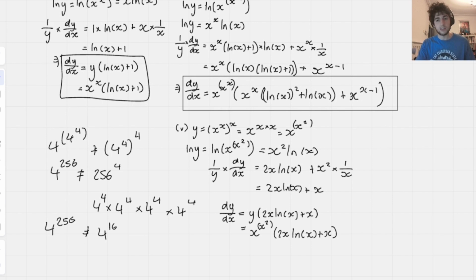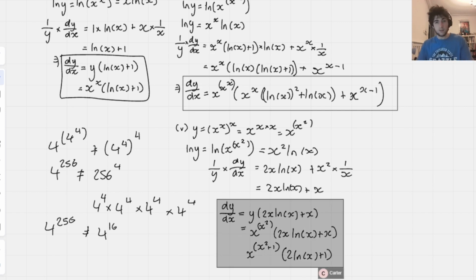Very nice. And I want to add that you can actually simplify this a little bit. You could say this is x to the power of x squared plus 1. You can factor out an x from this expression and then multiply it by x to the power of x squared. So x to the power of x squared times x to the power of 1 is just x to the power of x squared plus 1. And then you can say it's just multiplied by 2 ln x plus 1 if you want, but they're both the same expression. So that's that. Nice stuff.